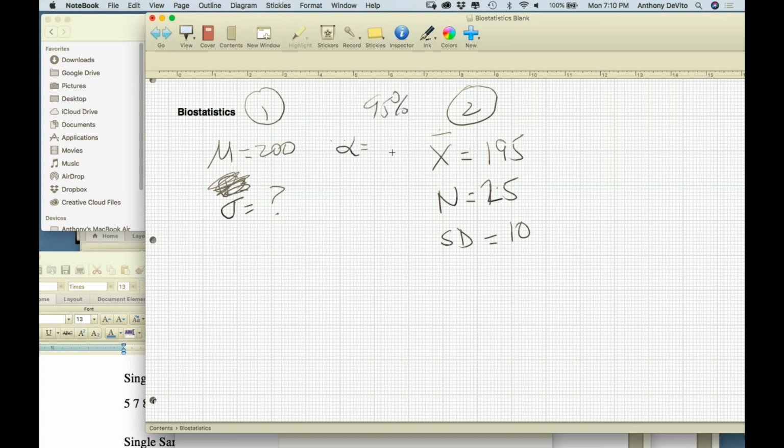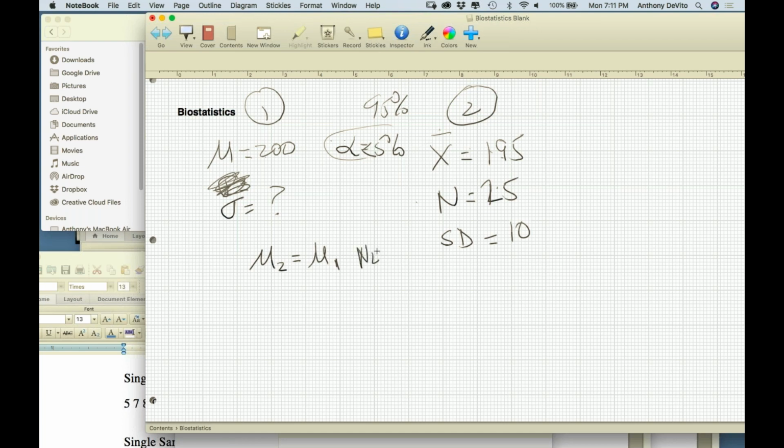So I want to predict whether or not I can say with 95% certainty, in other words, less than 5% chance of being wrong, that these two populations have different means. Let's state a hypothesis right now. My hypothesis is that the mean of population 2 is equal to the mean of population 1.